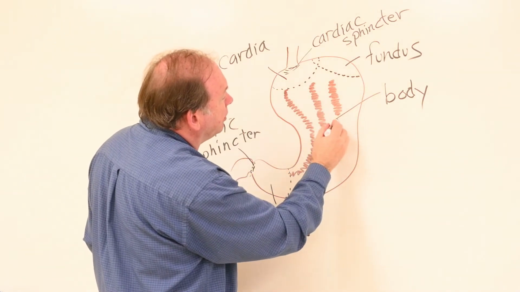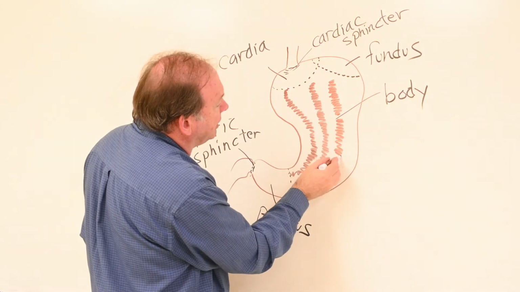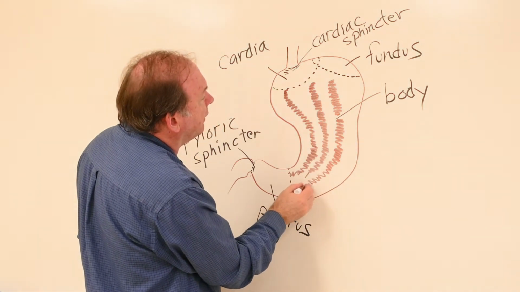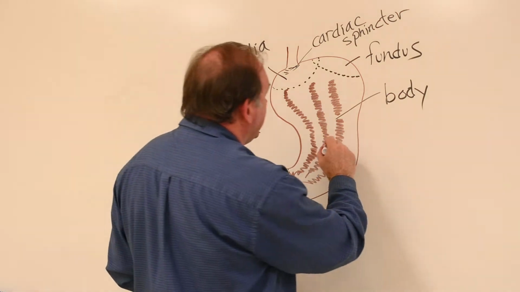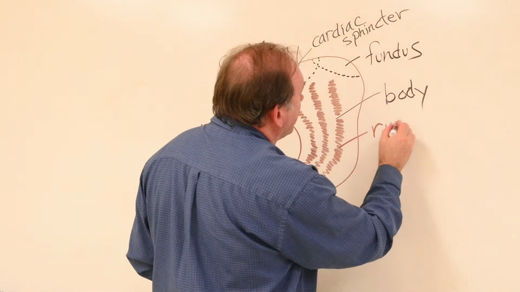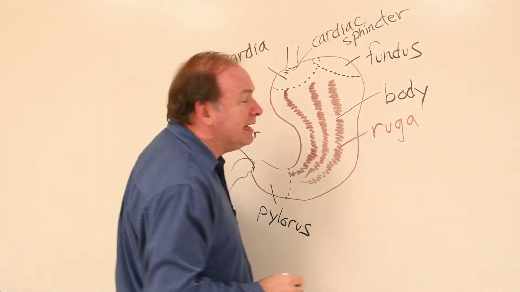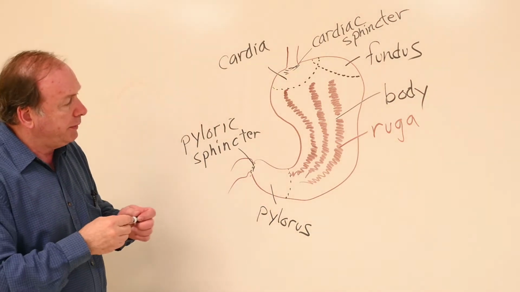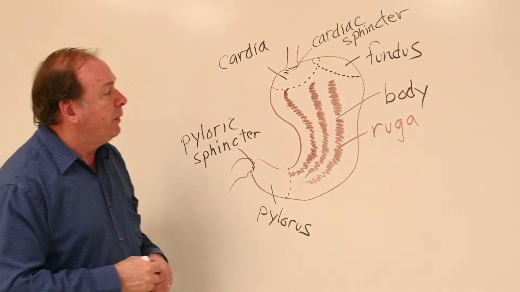Very obvious and visible when you open up the stomach and look inside. You'll see these mucosal folds, and these are referred to as rugae. A single one is a ruga. You put an E at the end of it to make the plural of the word ruga, right?